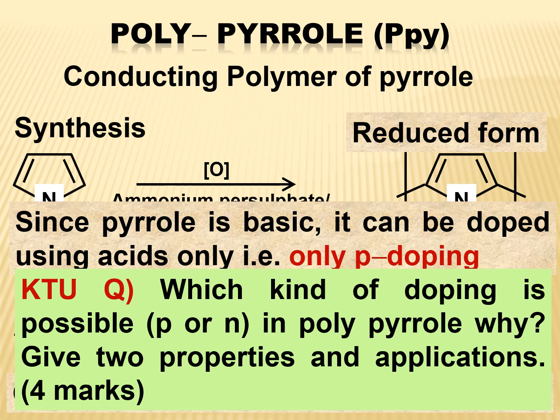If the material is neutral, we can dope it with acids or bases. But if it is basic, we can dope it using acids only. So this is another important university question. So that is about polypyrrole.